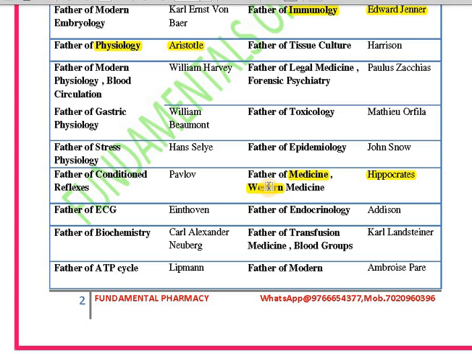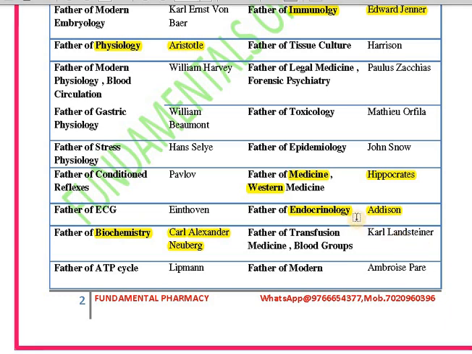Okay, so next one is the father of biochemistry. Who is known as the father of biochemistry? Carl Alexander Neuberg. Carl Alexander Neuberg is known as the father of biochemistry. Okay, so you must remember this. Then next one is the father of endocrinology. Father of endocrinology is known as Addison. Father of endocrinology is Addison.